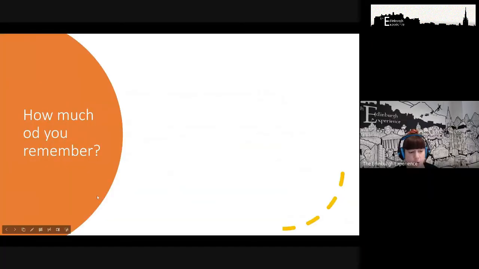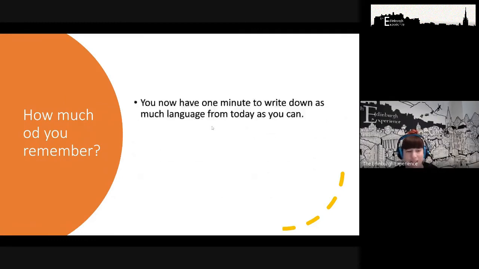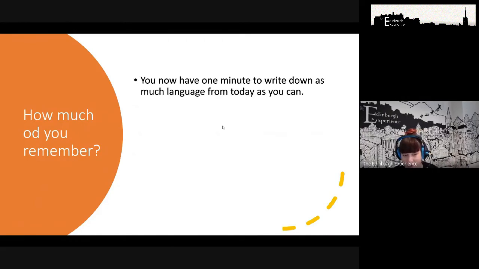All right, so sorry about the typo there, guys. That should say how much do you remember, not how much odd you remember. Right, so how much do you remember? Right, I'm going to give you another minute now, and I want you to see if you can write down as much language as you can from what we looked at today. So think about all the ways that we talked about giving opinions, agreeing and disagreeing, and also those expressions that we looked at by adding in an extra word or a few words that you can use. Okay, so take another minute and see if you can remember any of those.